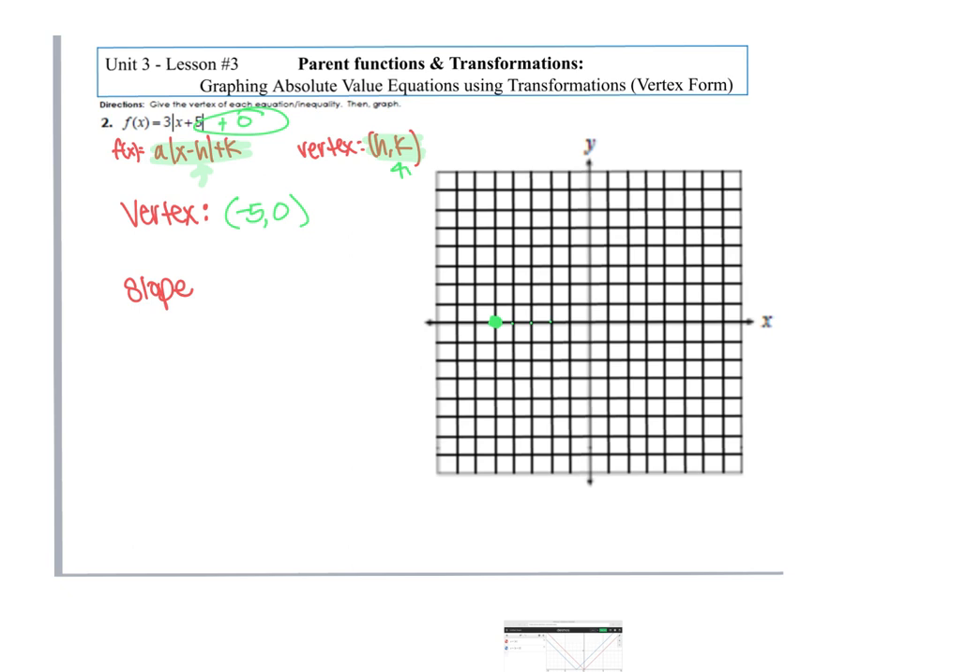So I already have my vertex. I'm going to be symmetrical about that point. But what is my slope? Slope is the a value. a is the number on the outside of the bars, so that would be 3.